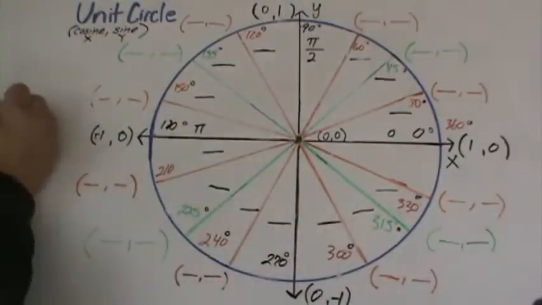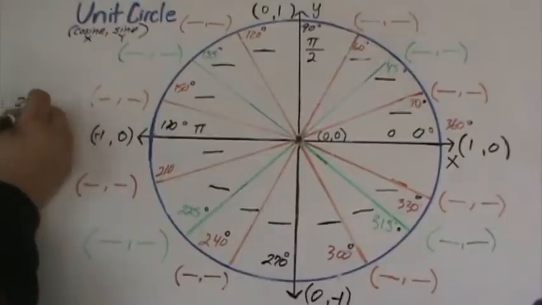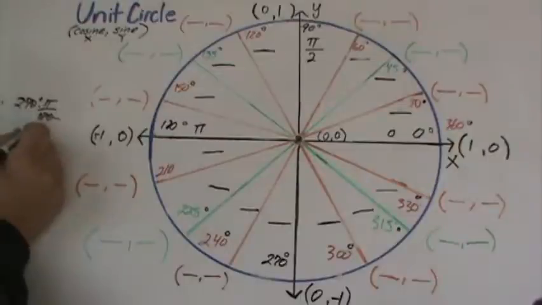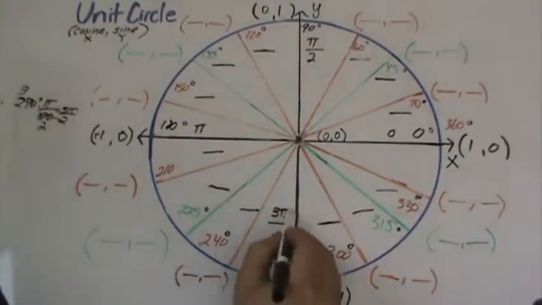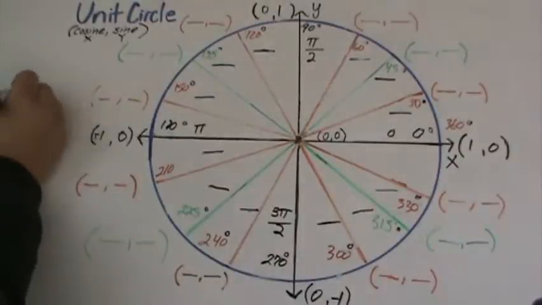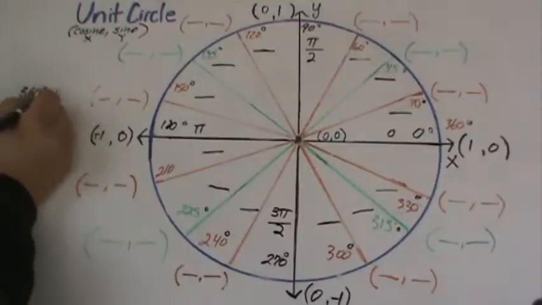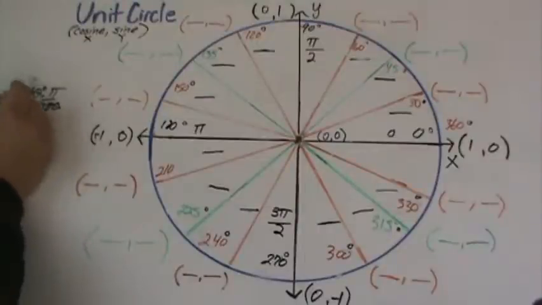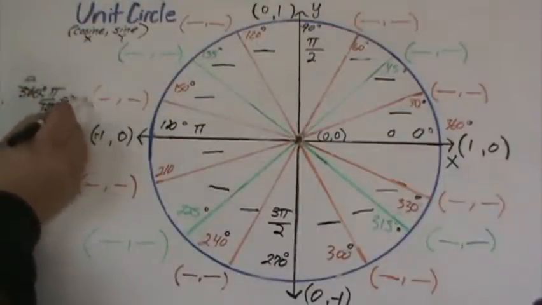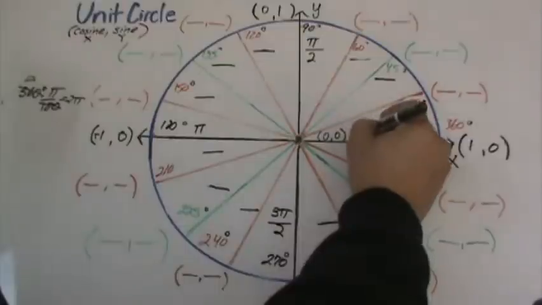Then if you do 270 degrees, times that by pi over 180. So 90 goes into 180 2 times. 90 goes into 270 3 times. So you're left with 3 pi over 2 radians. So we'll go ahead and add that here. Then if you go all the way around the circle, 360 degrees, if you times that by pi over 180, 180 goes into 360 2 times. So 360 degrees is equivalent to 2 pi radians all the way around the circle.